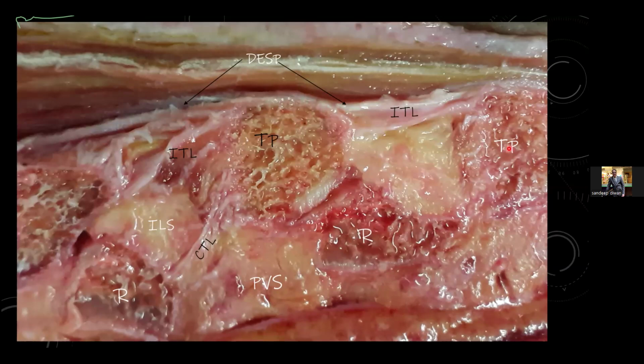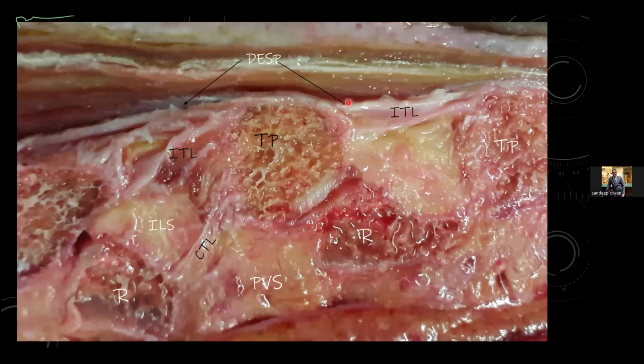These are the transverse processes. And between the two transverse processes will be the intertransverse ligament. These ones. Now, between the transverse process and the rib will be the costotransverse ligament. So this would be the costotransverse ligament. And between the intertransverse ligament and the costotransverse ligament, I call it the interligamentary space. And beyond the costotransverse ligament would be the paravertebral space.